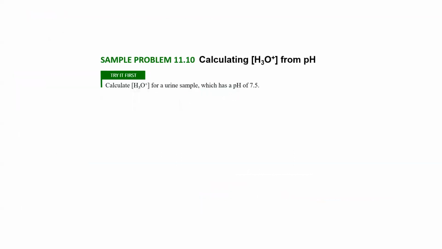Let's do another sample problem. We're going to be calculating hydronium ion concentration from pH. So recall that if we're given the pH, we can calculate the hydronium ion concentration because we know that the concentration of hydronium ion is equal to 10 to the negative pH.